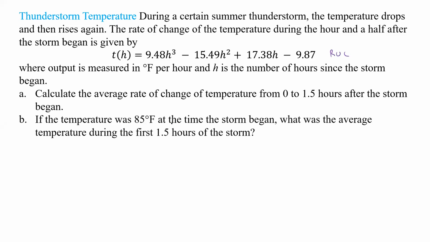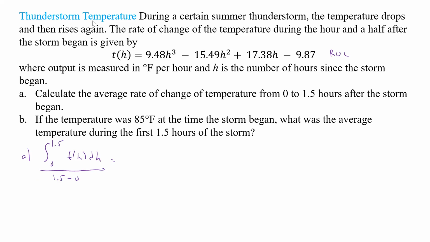All right, so this is our rate of change function. And calculate the average rate of change of temperature from 0 to 1.5 hours after the storm began. Well, since it's rate of change, what we could do is take the integral from 0 to 1.5 of our t of h dh, and then we have to divide by 1.5 minus 0, and that should give us what we need.